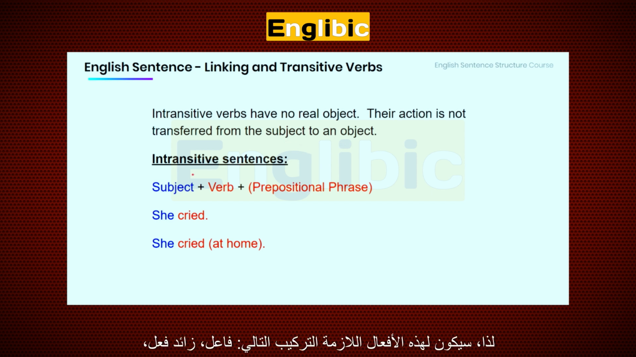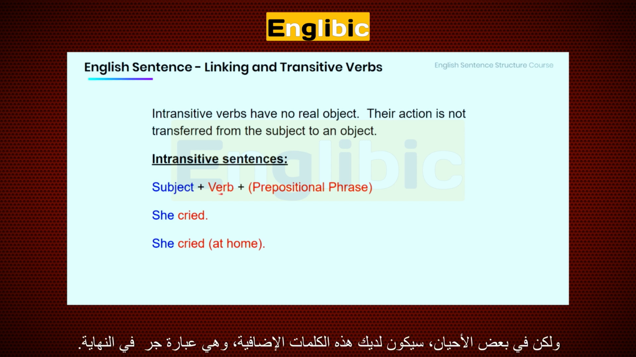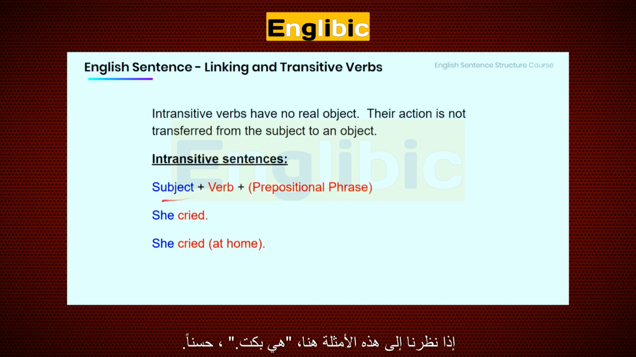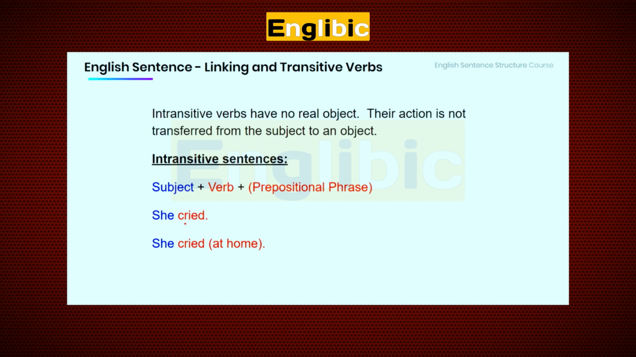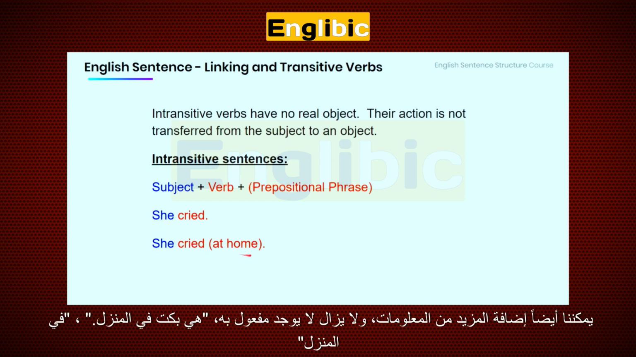So these intransitive verbs will have this following structure. We'll have a subject plus a verb. Okay? Many times that's it, just the subject and verb. And that is fine. That can be considered a complete sentence. Sometimes though, you'll have these extra words, this prepositional phrase at the end. So if we look at these examples here, she cried, okay, that's an intransitive sentence. Even though it has no object, it's fine because the verb is being used in an intransitive way. She cried.